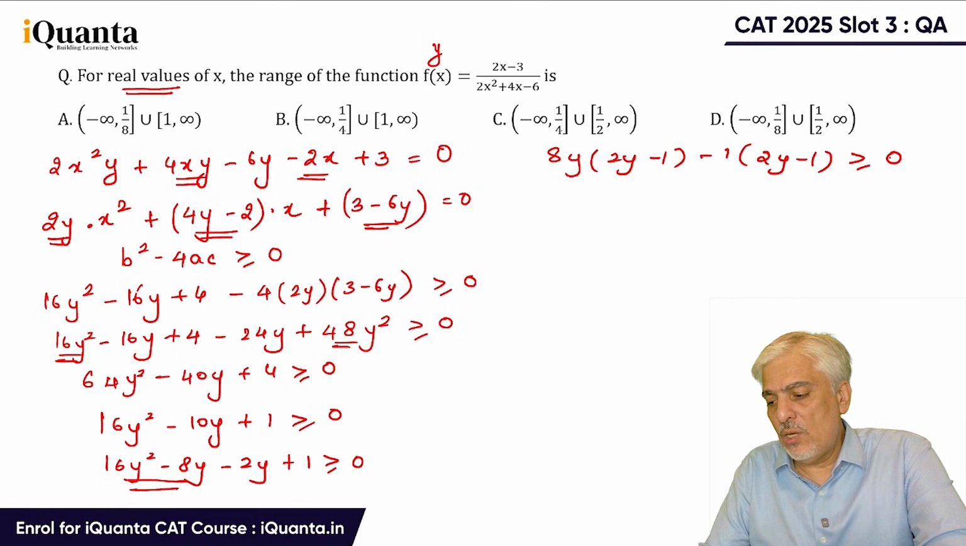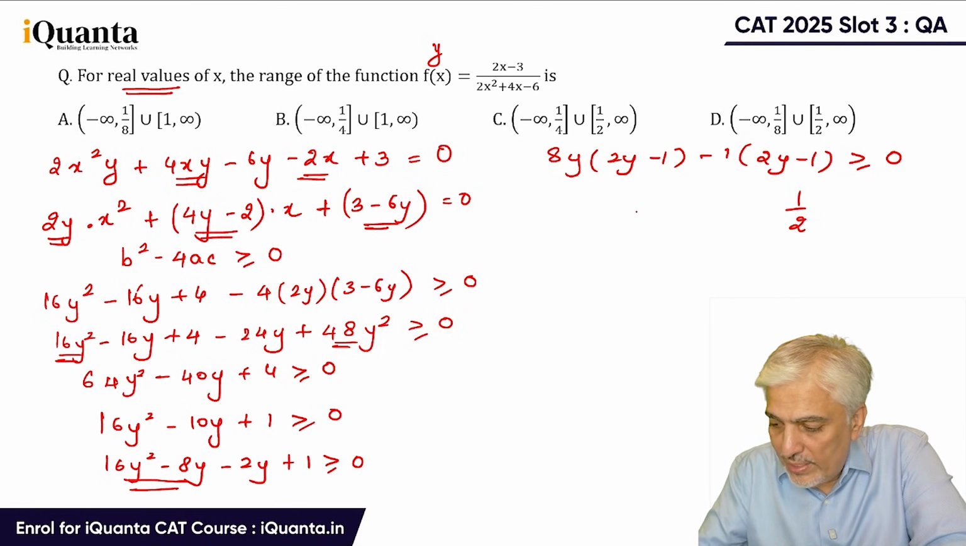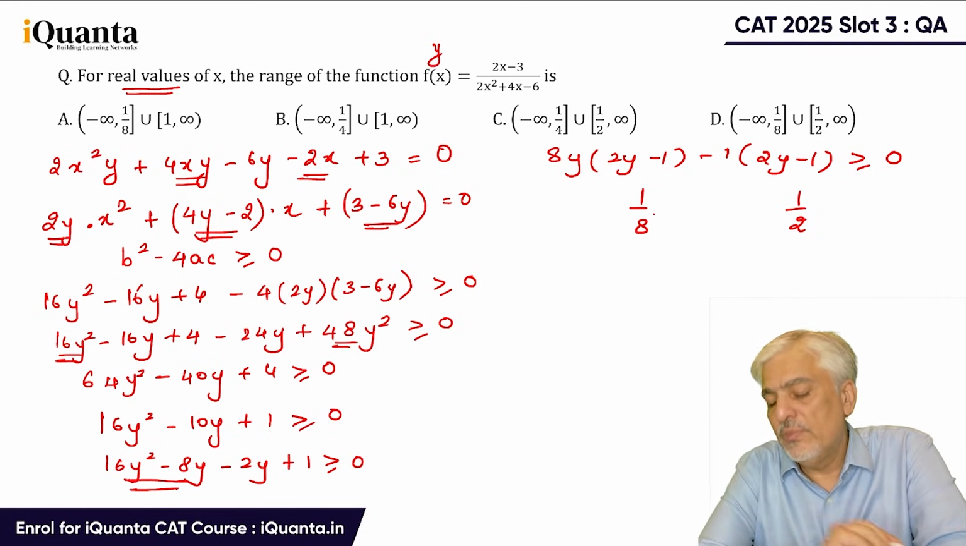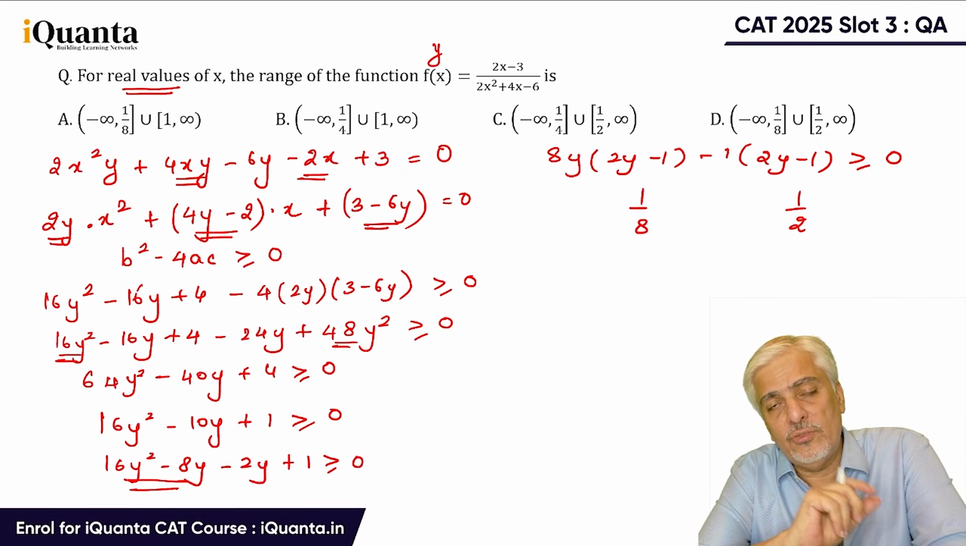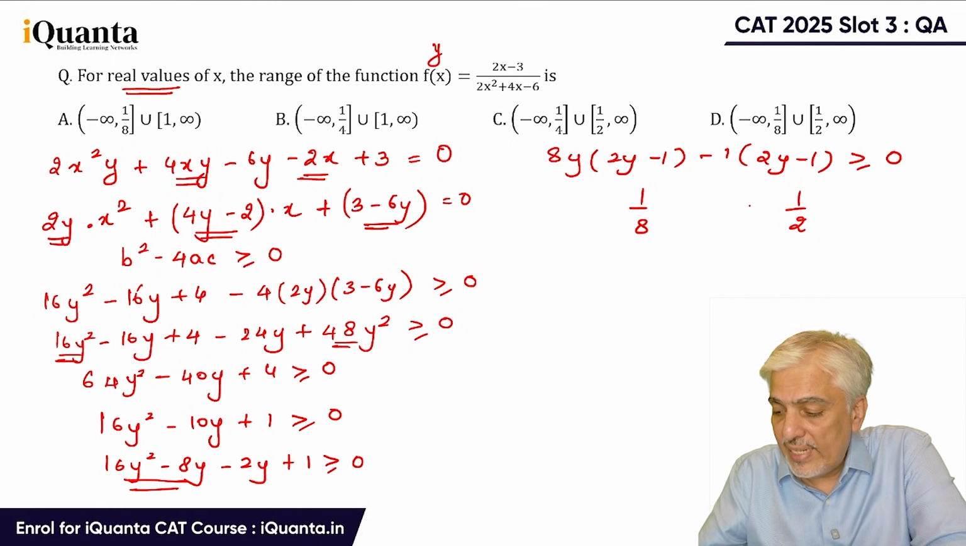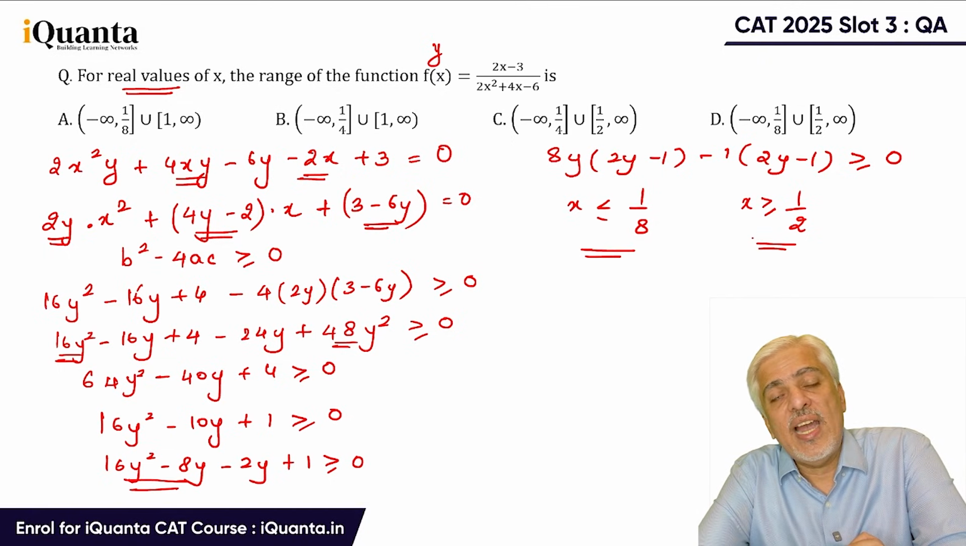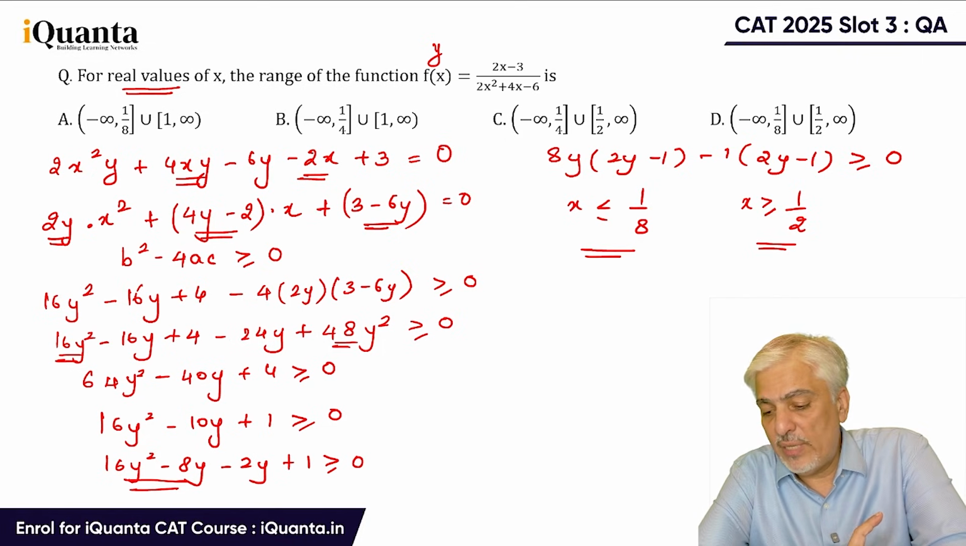So now I have two values, half and 1 upon 8. Half is the bigger value, 1 upon 8 is the smaller value. If you've seen this type of topic earlier and done enough questions around this, you should know x will always be greater than or equal to half and x will be less than or equal to 1 by 8. That means I need an option with half and 1 by 8 both.